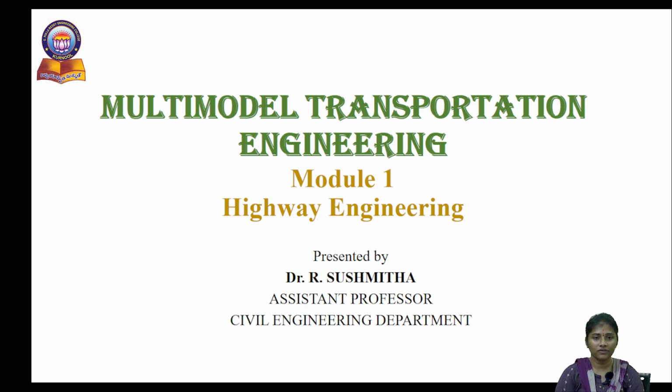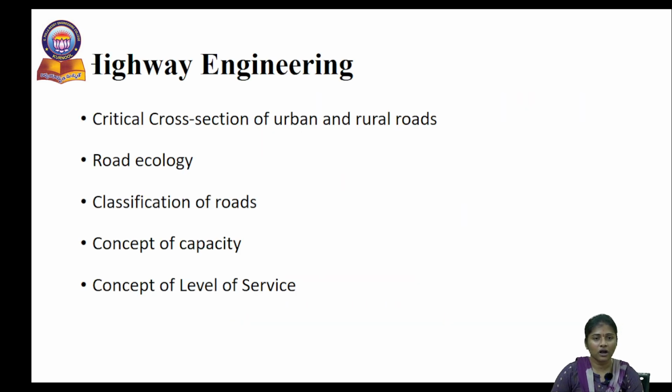I am going to deal with multimodal transportation engineering, which consists of highway engineering, railway engineering, geometric design of railways, airport design, and basics of harbor engineering. In this module, I am going to deal with highway engineering. The topics to be covered in this highway engineering module 1 are as follows: critical cross section of urban and rural roads, road ecology, classification of roads based on different criteria, concept of capacity and level of service.